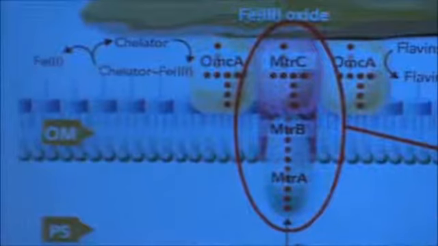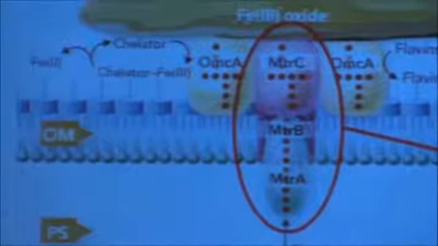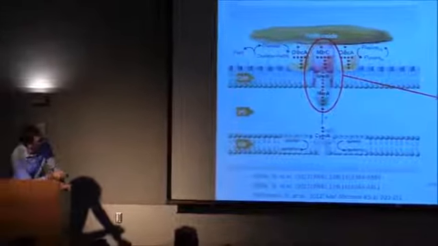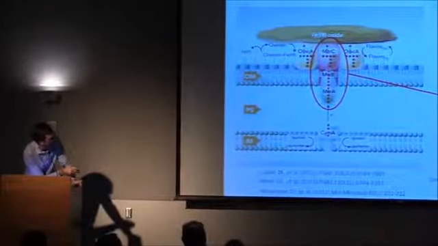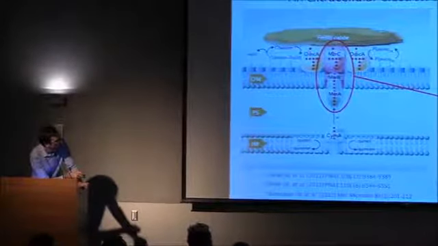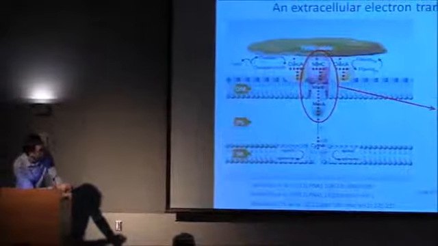There's a model that is proposed which talks about the porin-cytochrome complex at the outer membrane. So this complex includes 3 proteins, basically. There's one at the inner side, on the periplasmic side, MtrA. There's one on the outside of the outer membrane, which is MtrC, and there's a porin, a beta barrel inside the outer membrane, MtrB.